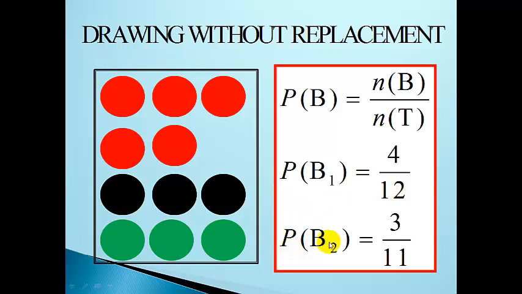Now, probability of B2 means that the second ball that we are taking is also black. But take note, by the time you are taking the second black ball, the first one has not been put back. So the total number of balls in the box will now decrease to 11, instead of 12. And the total number of black balls, instead of 4, will now decrease to 3 because 1 has already been taken and it wasn't put back into the box. So probability of B2 will be equal to 3 over 11.